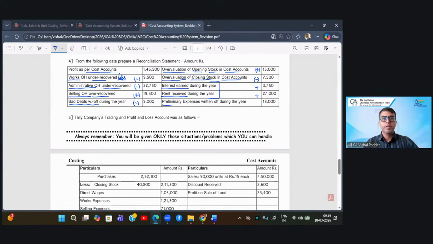Then comes preliminary expenses, again written off. Where all these write-offs happen, it only happens in financial books. These are all pure financial items. So what is the impact? My financial profit will be lowered because this is an expense only in financial books. So financial profit is lowered.